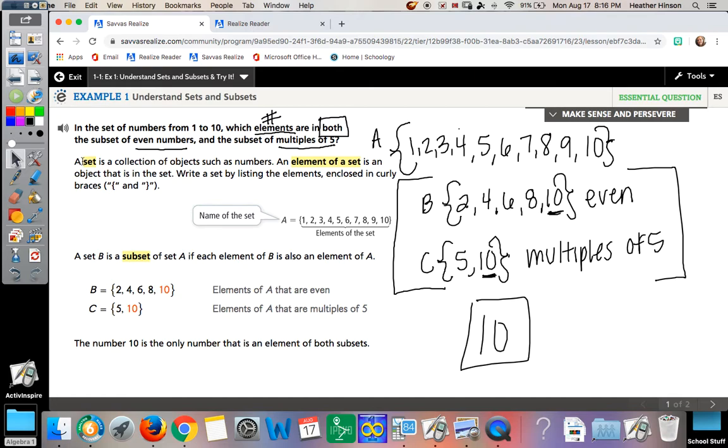And like I said, this gives you the notes that I just told you about, that a set is a collection of objects. We use numbers. We don't use other objects. And it's just a list of those elements. So you have your set 1 through 10, like we did up here. You have your subset of even numbers, 2, 4, 6, 8, 10. And then your subset of multiples of 5, 5 and 10. And the only number they have in common that's in both of them is 10.